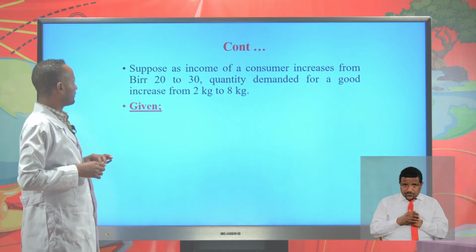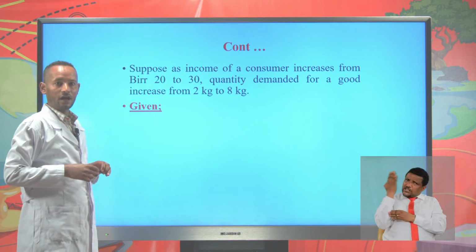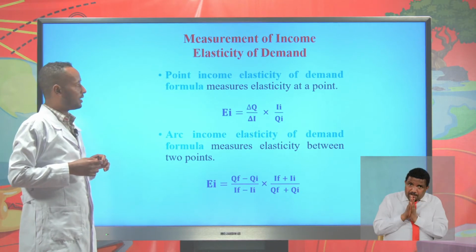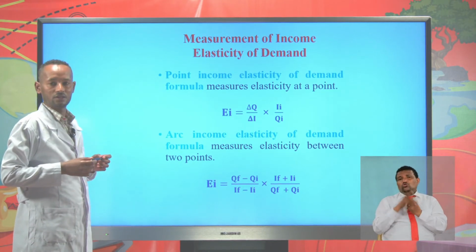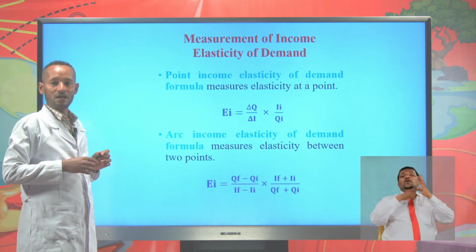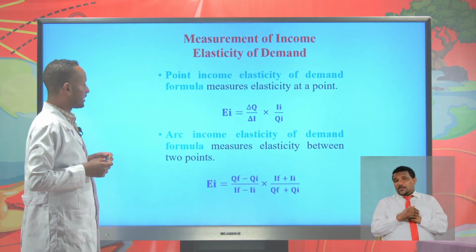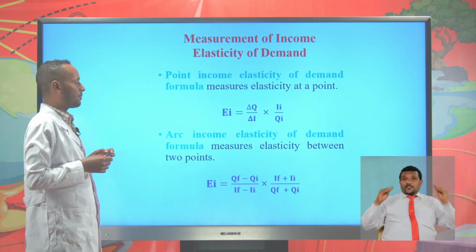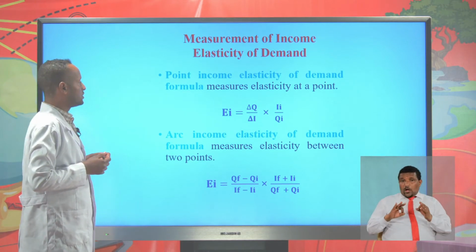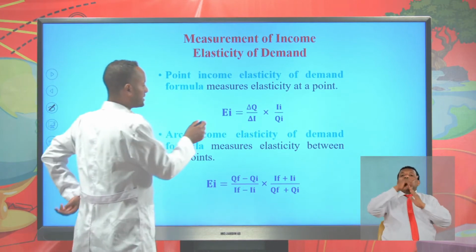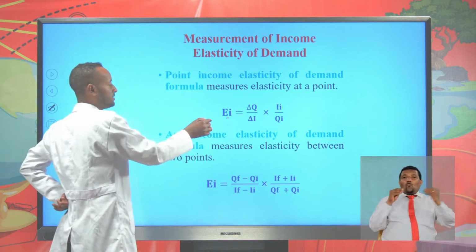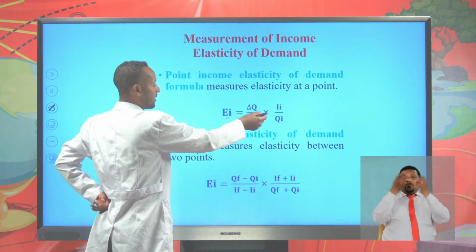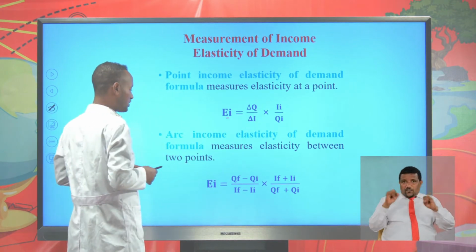Now, let's see the mathematical presentation of the income elasticity of demand. The income elasticity of demand is calculated using two ways, called the point income elasticity of demand formula and the arc income elasticity of demand formula. The point income elasticity of demand formula measures income elasticity of demand at a point on a linear demand curve, and mathematically it is calculated by dividing the change in quantity demanded by the change in income, multiplied by income initial divided by quantity initial.